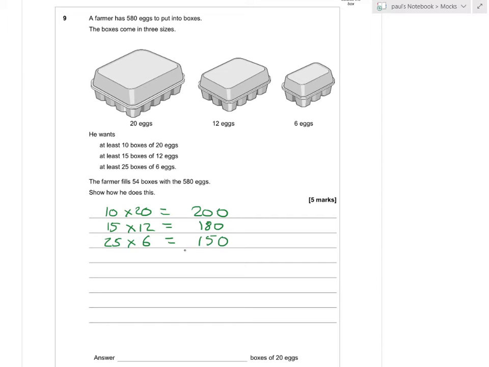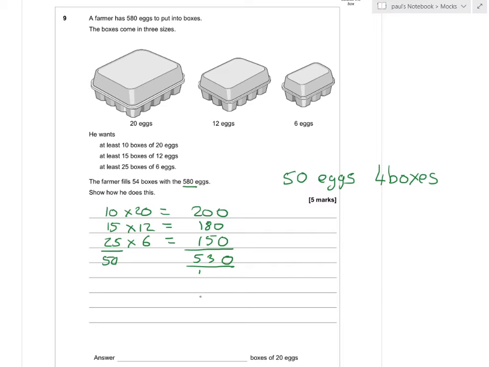So how many eggs have we got altogether now? That's 530 eggs. He needs 580, so we need 50 more eggs put into another 4 boxes. So we've got to spread 50 eggs around between 4 boxes. We can have a 20, that leaves 30 left. I can make 30 out of 12, 18, and another 12. 12 and 12 is 24 and 6 is 30.